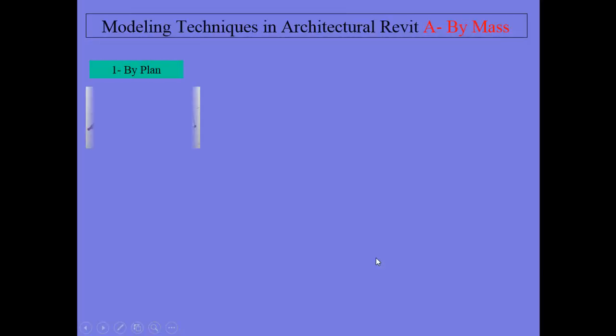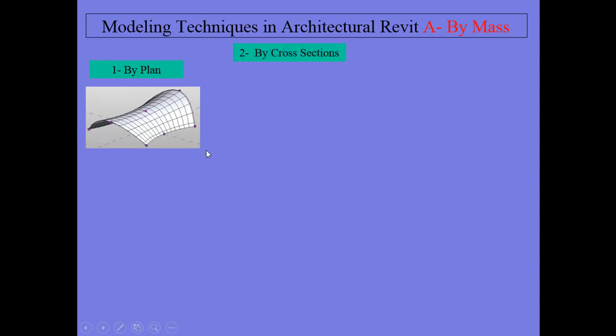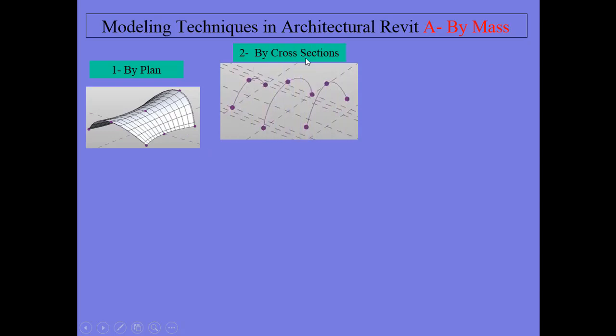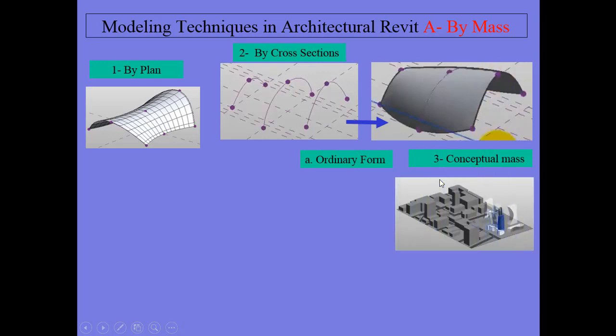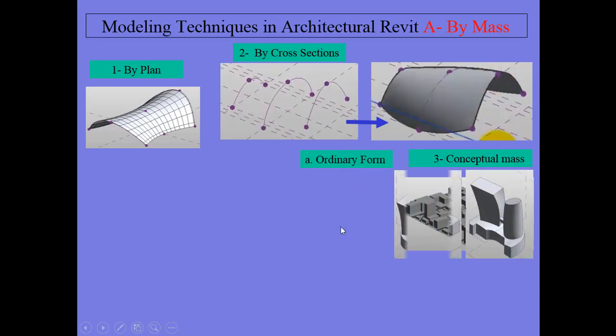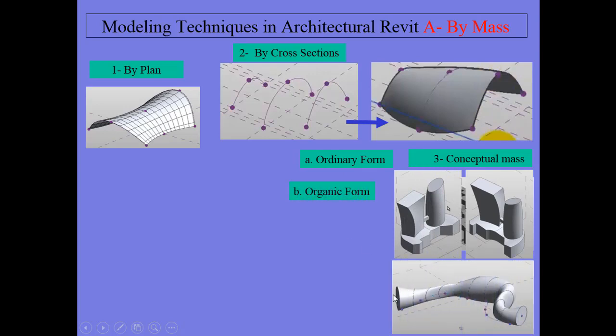Okay. As we said, by mass is by plane. I can draw the plane, then make some difference in height and so on, or make it by cross section. In each plane, I will draw a different section, then make it into this form. And conceptual mass, we said, maybe an ordinary mass like this, or an organic form like this.